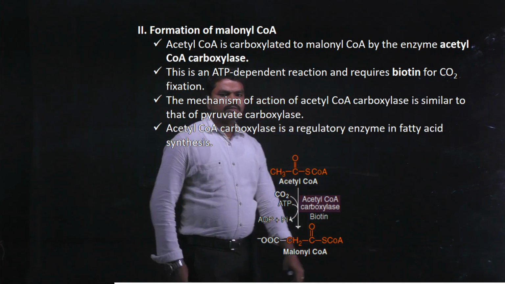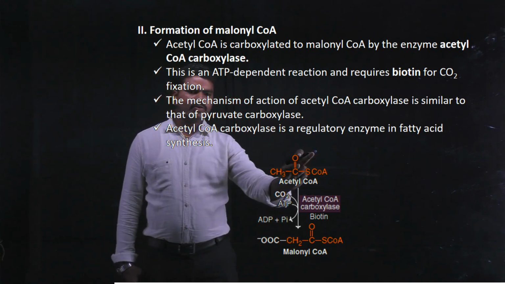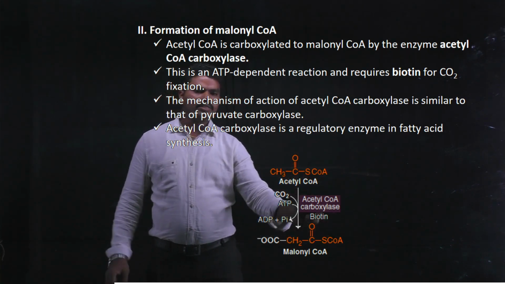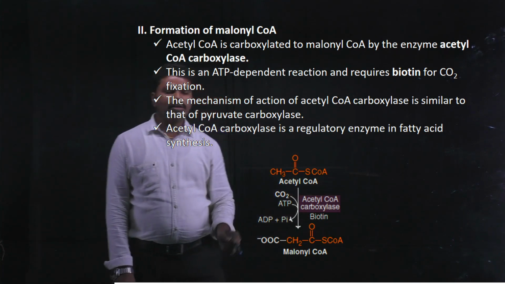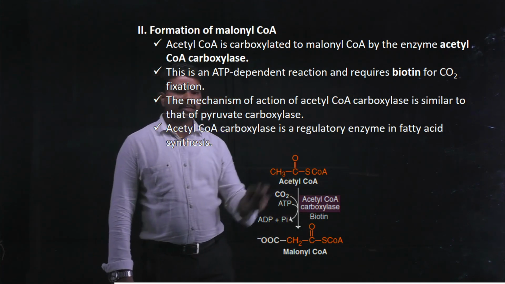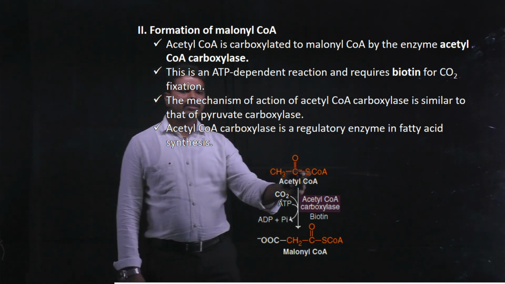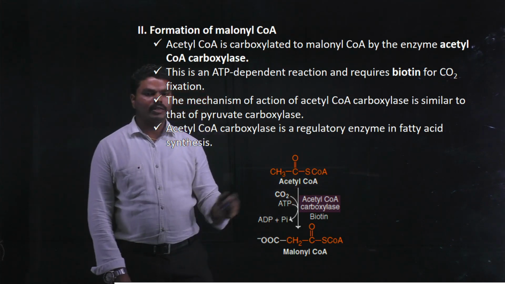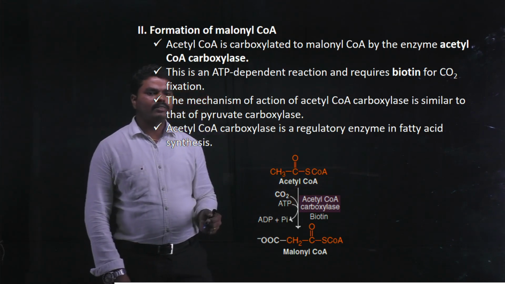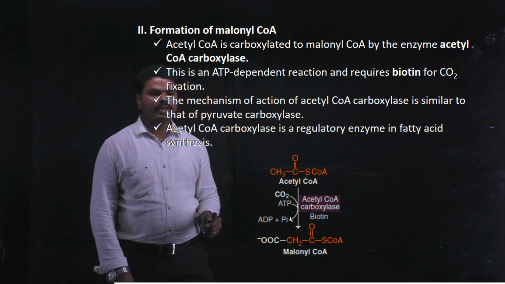And here the acetyl CoA carboxylase. For the conversion of acetyl CoA to malonyl CoA, one enzyme, acetyl CoA carboxylase, is required, and this acetyl CoA carboxylase is the regulatory enzyme of fatty acid synthesis. So by inhibiting this acetyl CoA carboxylase, we can inhibit the fatty acid synthesis. For that reason, it can be considered as a regulatory enzyme in the biosynthesis of fatty acids.